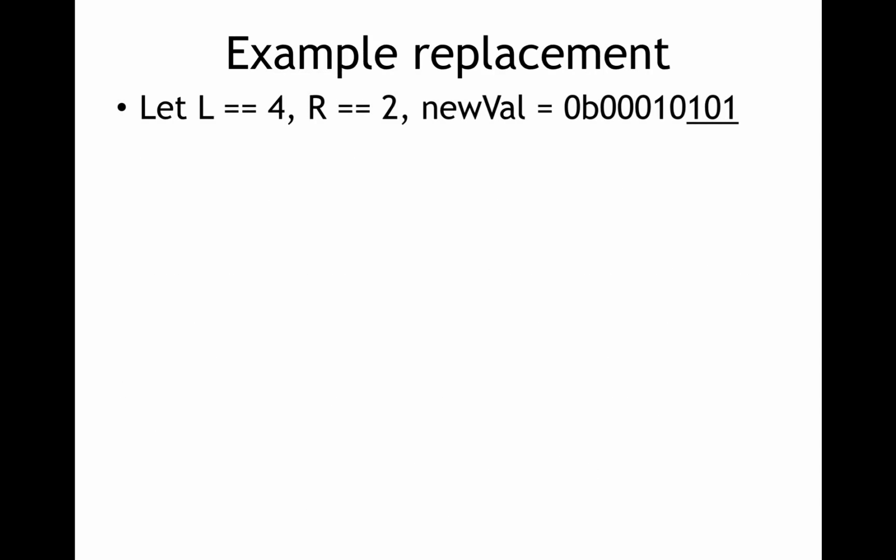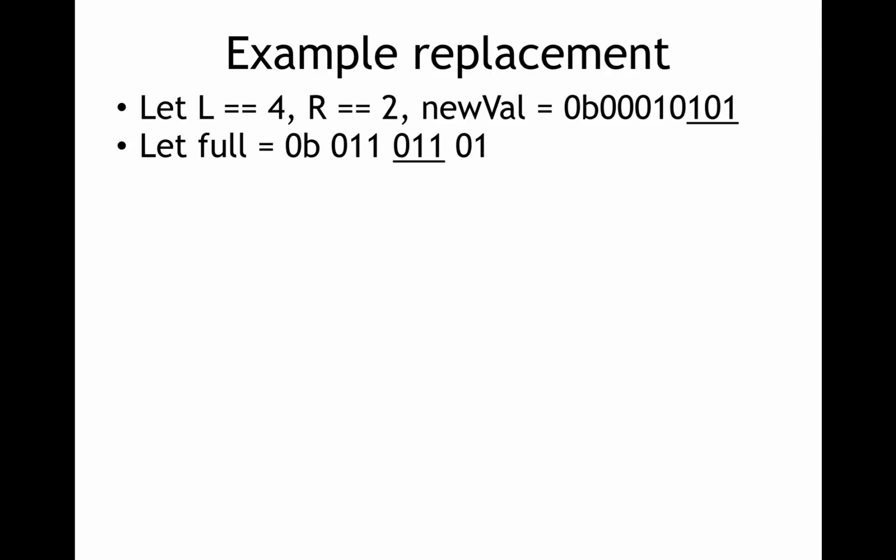So first, say L equals 4, I equals 2, and now we have a new value 0, 0, 0, 1, 0, 1, 0, 1, and we want to put 1, 0, 1, the three right bits, in this new value into our target value. Our target number is 0, 1, 1, 0, 1, 1, 0, 1.